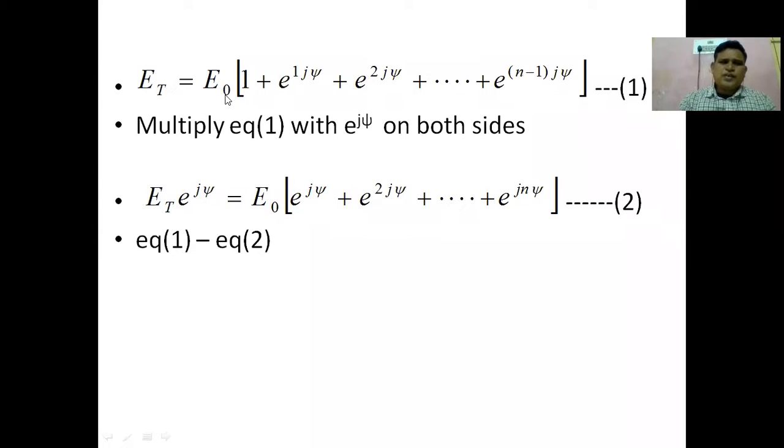Now we are simplifying this equation. We are converting it to a familiar or easy way. For that purpose we are multiplying the above equation on both sides with e power j psi. Here also e power j psi we will get, and now the last term is e power j n psi. Now subtract equation 2 from equation 1. All the terms are eliminated except the first term and this last term. Remaining all terms will be cancelled.